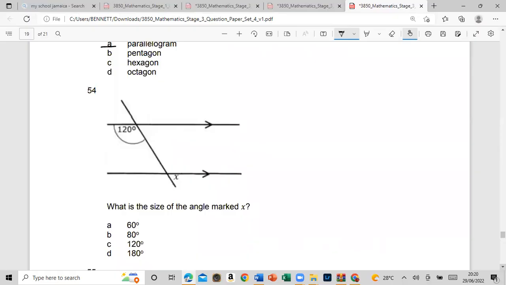What is the size of the angle marked x? This one is 60. This one is corresponding, so that is 60. So this plus this are 60. This is vertically opposite to this, so also 60. I could have said this is a Z angle. There are so many ways you could have done it and said it's 60.